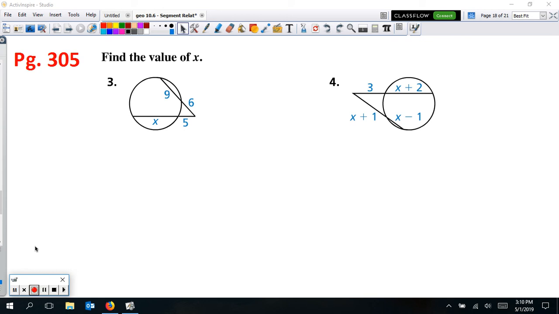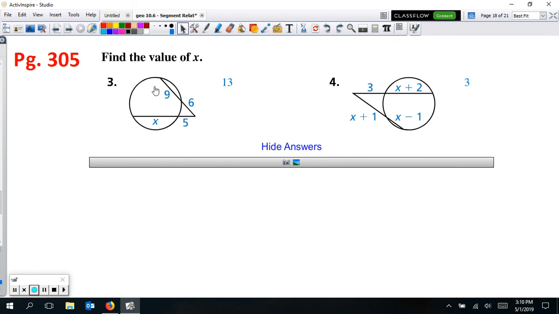Okay, so hopefully you did at least 3 here. The answer for 3 is 13 for x. That's what you should have got for x. The answer for 4 is 3, and we'll see how to do that one. If you didn't get that answer right, or you just weren't sure what to do, that's fine, because let's go ahead and watch them. But to do this one, remember these are those secant segments, and so you're going to be setting these equal to each other.